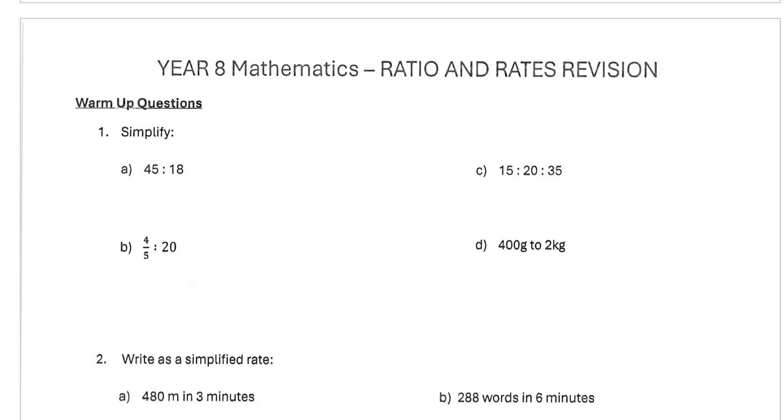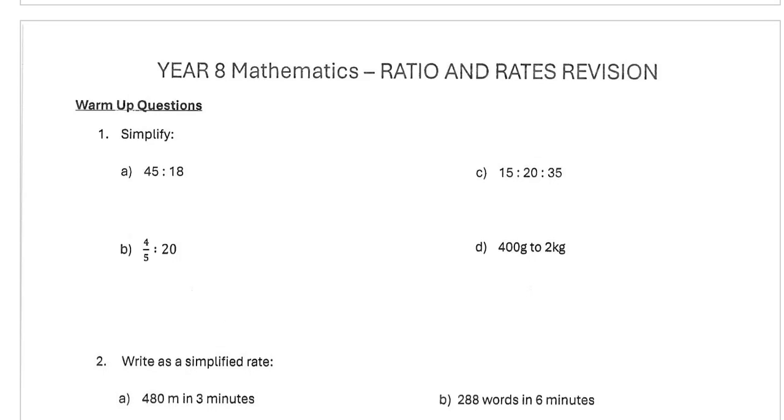So if I have the ratio 45 to 18, to simplify the ratio, I want to find the highest number that I can divide both of them by. Now, each of those numbers can be divided by 9. So if I go like this, I'm going to divide each of those by 9. 45 divided by 9 is 5, and 18 divided by 9 is 2.